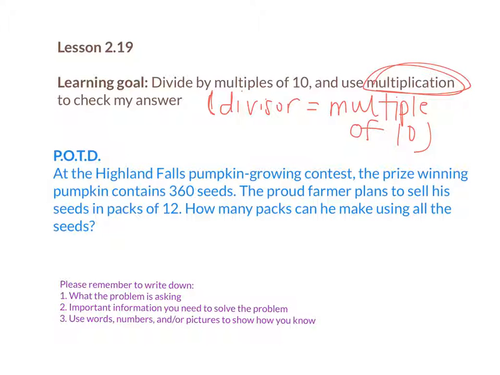Now, how do we know that we can use multiplication to check our division problem? Talk to your table groups. One thing I want to tell you is sometimes when we do division, we write the remainder. Sometimes we don't. It depends on the context or the reason why we're doing the division, okay?